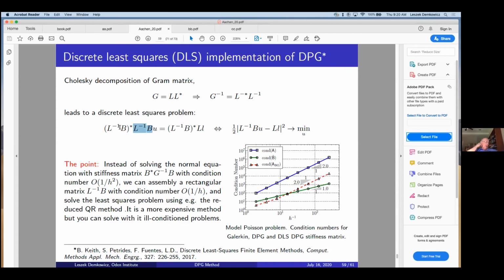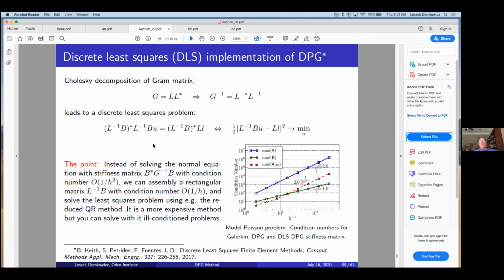Now, what's the point? Well, the point is the following: if we can formulate the DPG problem as a discrete least squares problem, I emphasize, it's not the least squares, it's the discrete least squares problem, then there are solvers for solving discrete least squares problems. The so-called reduced QR method is one of them, that never ever forms the normal equation. They work on the original rectangular system, L minus one B u equals L minus one l. What's the advantage? Well, for the normal equation, your conditioning is of order 1/h², whereas for the original system, the conditioning of the stiffness matrix is 1/h.